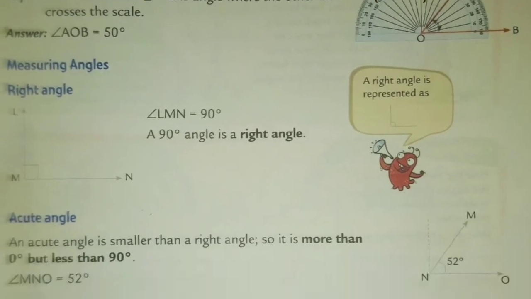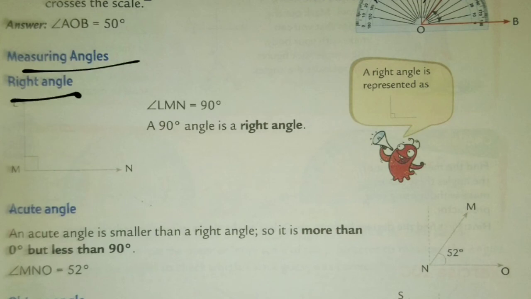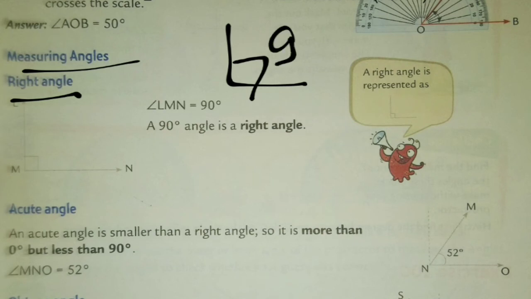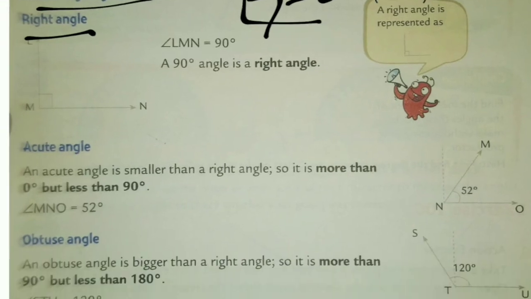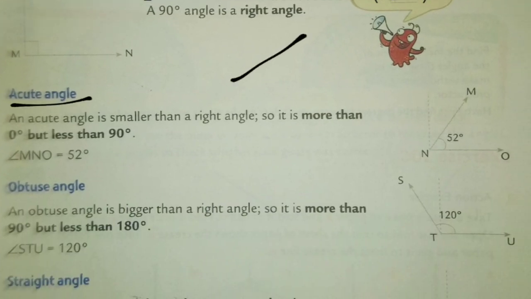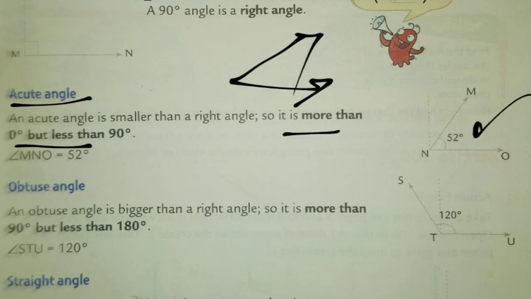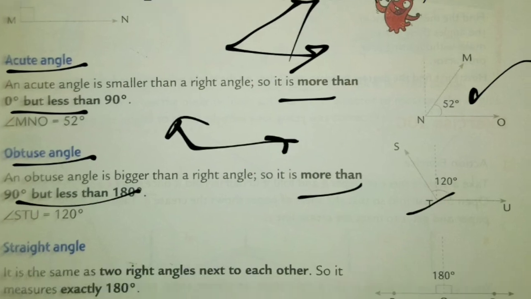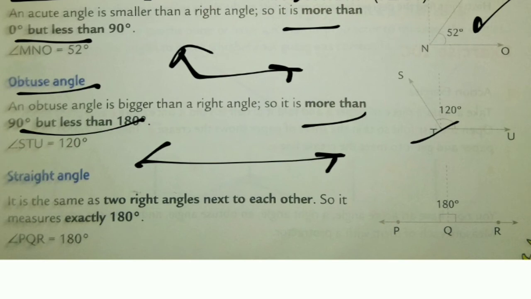Okay, see, measuring angles. Right angle means it is showing like this, and this is represent as 90 degree, and this degree is very important in angle. Next is acute angle. Acute angle means less than 90 degree. Obtuse angle means more than 90 degree, like this. Straight angle means two right angle. Two right angle will make straight angle.